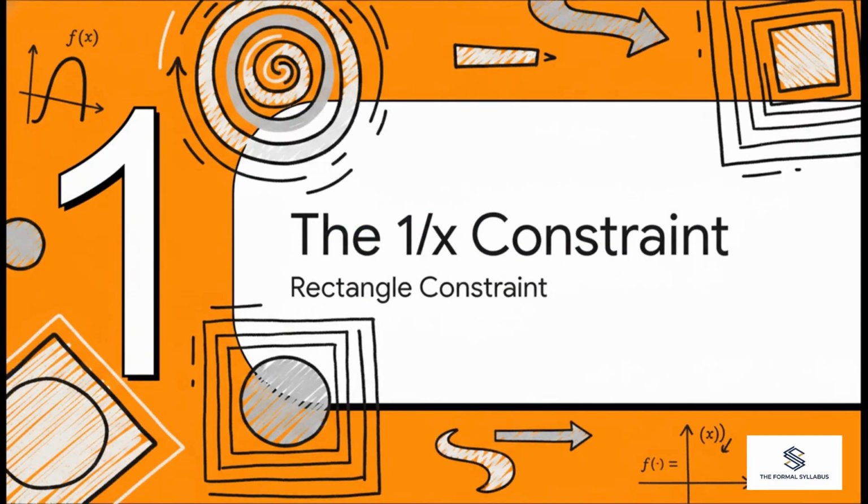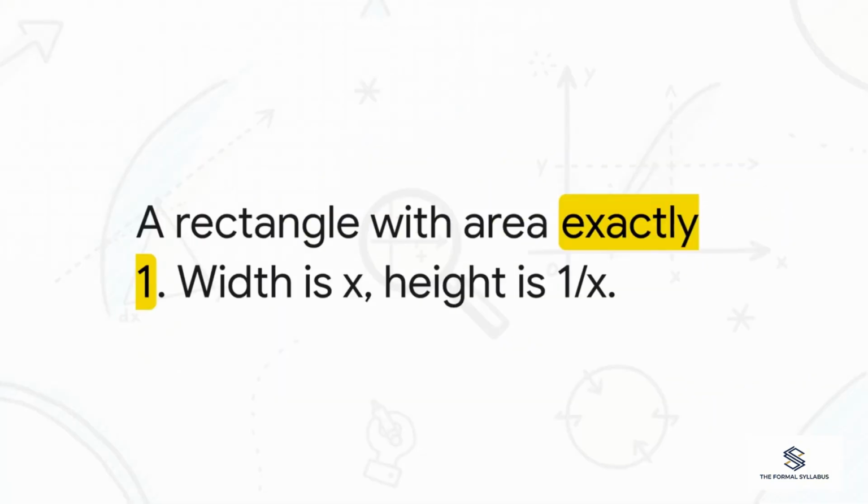Section 1, the 1 over x rectangle constraint. Let's transition to a new concept. We're going to introduce a dynamic physical constraint to help us perfectly understand negative derivatives. Picture a 2D puddle of water shaped like a rectangle, but there's a strict rule here. Its area is locked in at exactly equal to 1. So if the width of this puddle is x, the height must literally be 1 over x to keep that area at a constant 1.